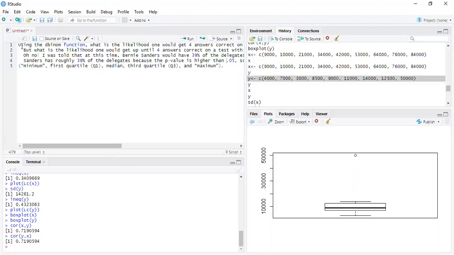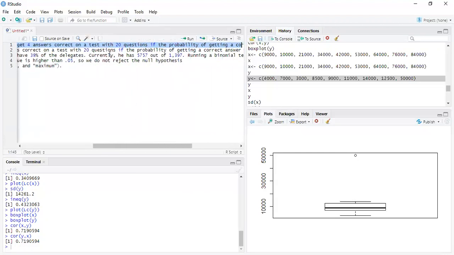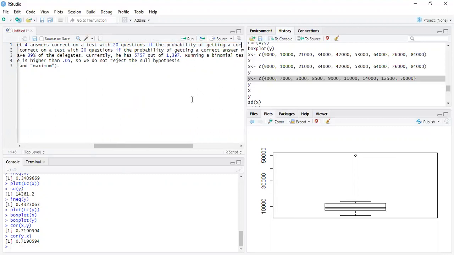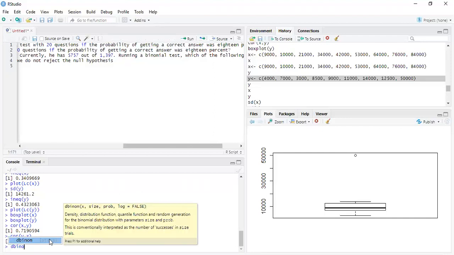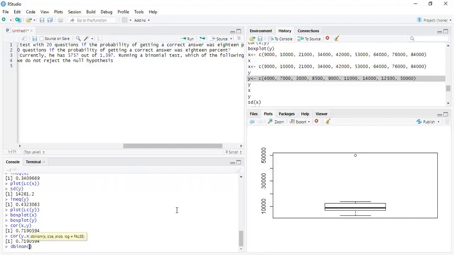Now we switch to a whole different thing. I put it up here so we have it. Using the dbinom function, what is the likelihood one would get 4 answers correct on a test of 20 questions if the probability of getting a correct answer is 18%? So what we're going to do is run the dbinom here. Oh, wow, we can just hit it up here. And that was 4 out of 20 with an 18% chance.